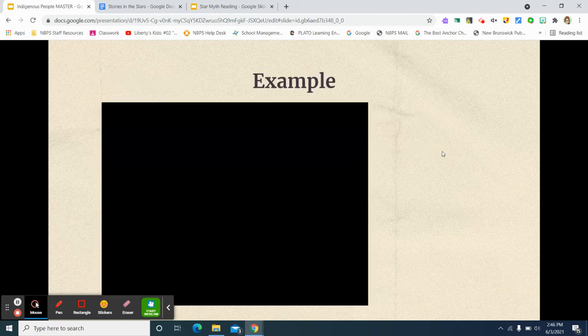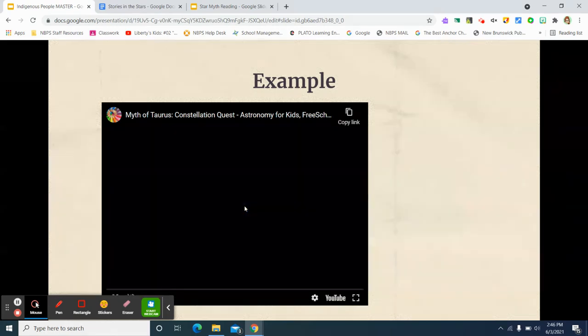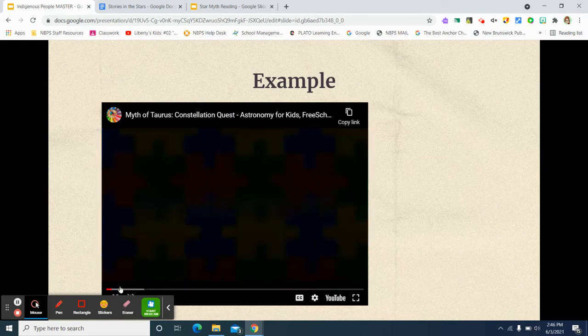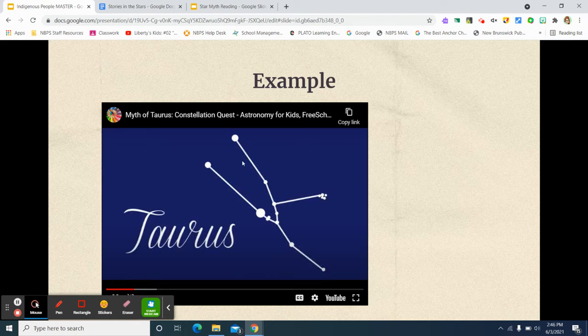So we're going to hear a story about Taurus. So Taurus is the bull. So we can kind of see the bull's horns. Is it going to work? Yes, it is. So we're seeing the picture come together.